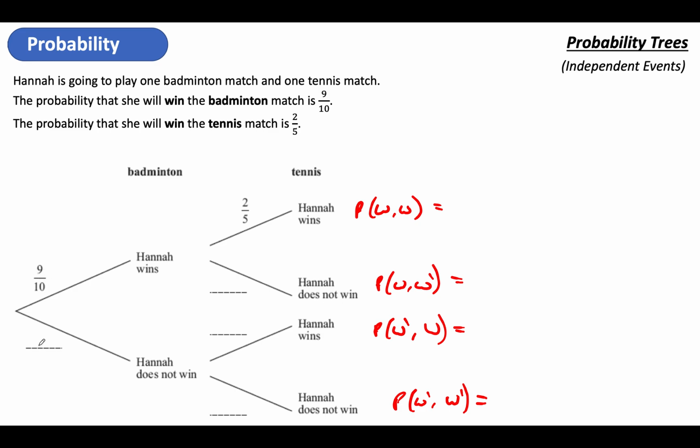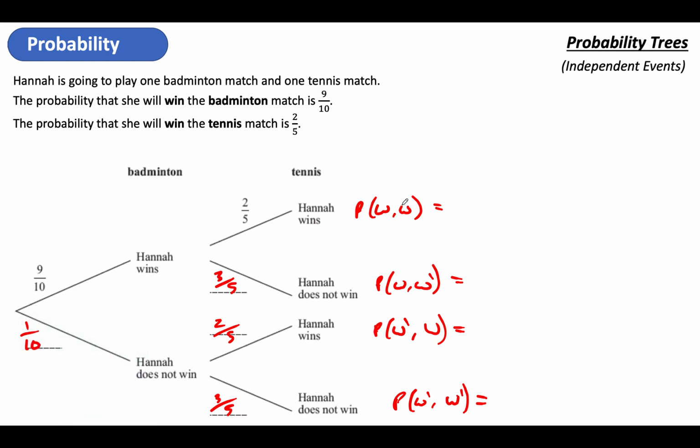Okay, so what's the probability that she doesn't win at badminton? Well, it must be 1/10. What's the probability she doesn't win at tennis, though? Well, if it's 2/5 for winning tennis, it must be 3/5 for losing tennis. She's definitely better at badminton. But the probabilities on this second set of branches are still independent, even though they have different probabilities to the first set, because it's a different event. But they're still independent.